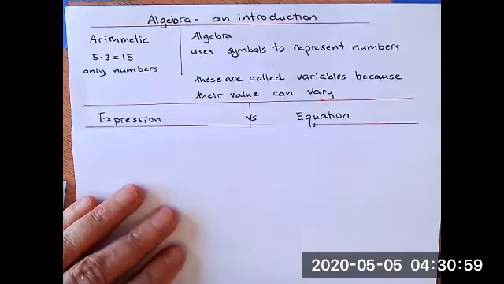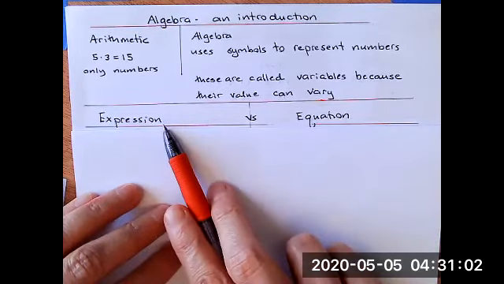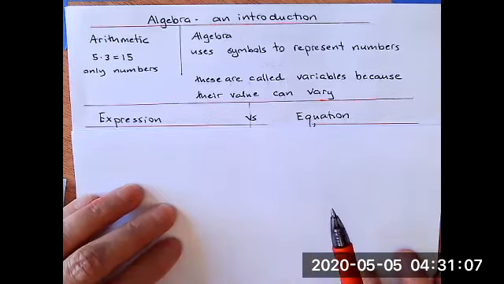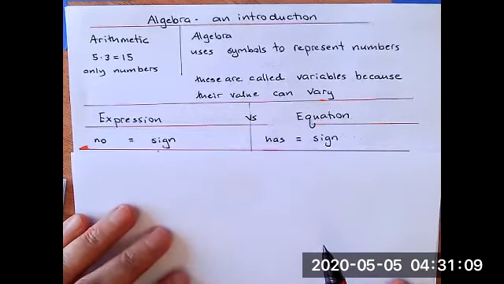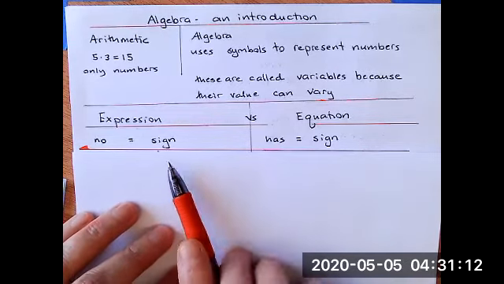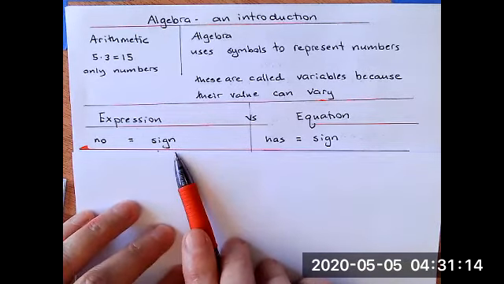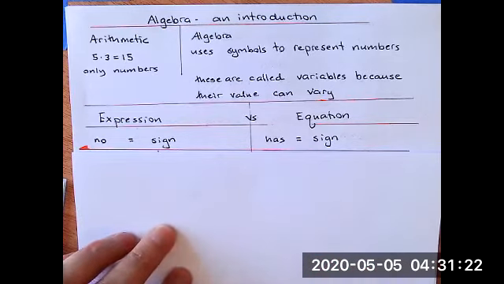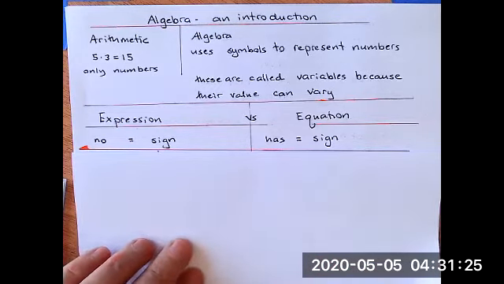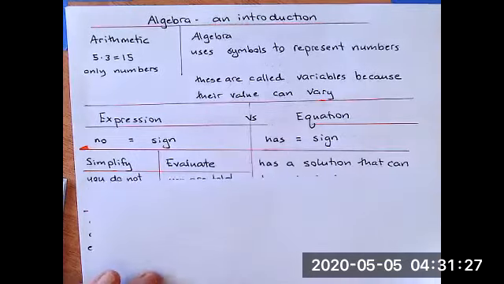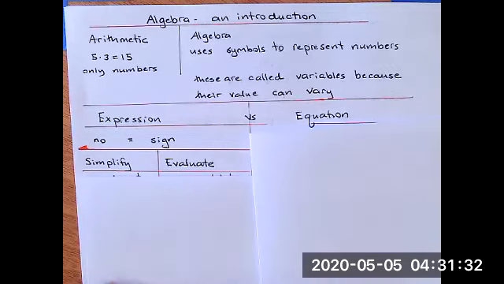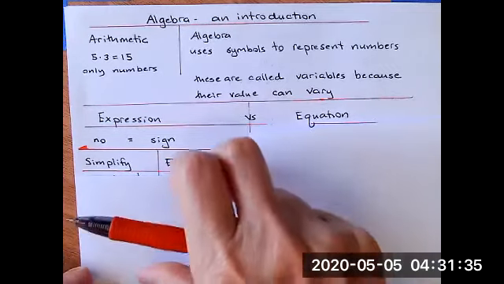In algebra, you want to pay attention to whether you are simplifying an expression or solving an equation. The difference is easy to tell. If there's no equal sign, you're simplifying an expression. If there is an equal sign, you're solving an equation. And there's two types of expressions. You're either going to simplify the expression or evaluate an expression.